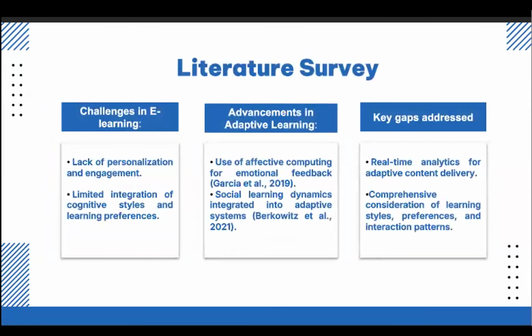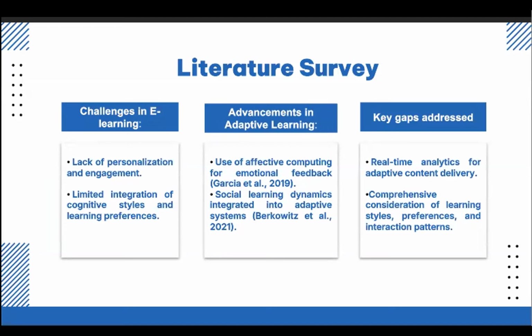In the literature survey, we first identified the challenges in the current e-learning platforms, which are a lack of personalization and engagement and limited integration of cognitive styles and learning preferences. Basically, e-learning has transformed education, but still faces significant challenges. The lack of personalization and engagement remains the major hurdle. Traditional systems often fail to account for the diverse cognitive styles of individual students.